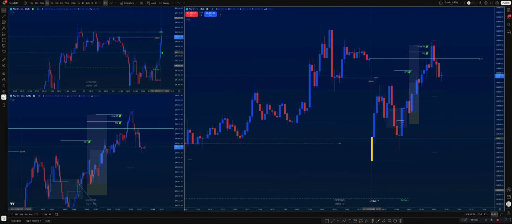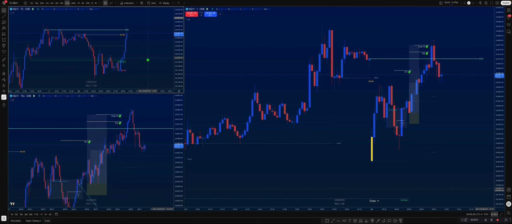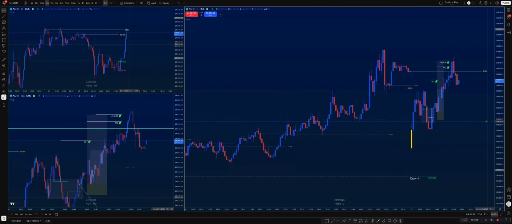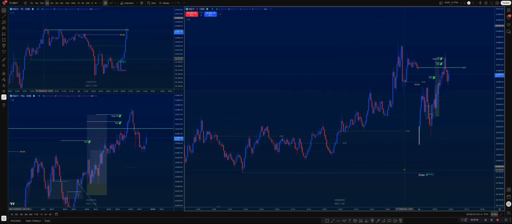So yeah, at this point, we could still... it's not really the trade I was looking for anymore. It could still play out because we haven't taken out this buy side pull, which is obviously the previous week high, very significant. If we were to sell off and drop down below this area before heading back up, that'd be great.